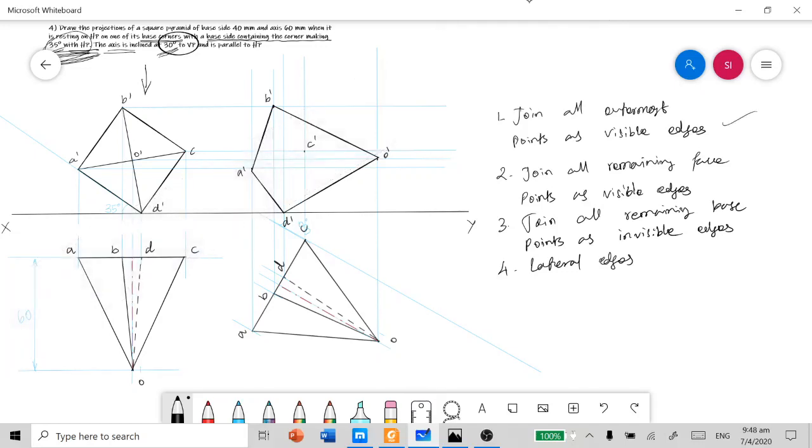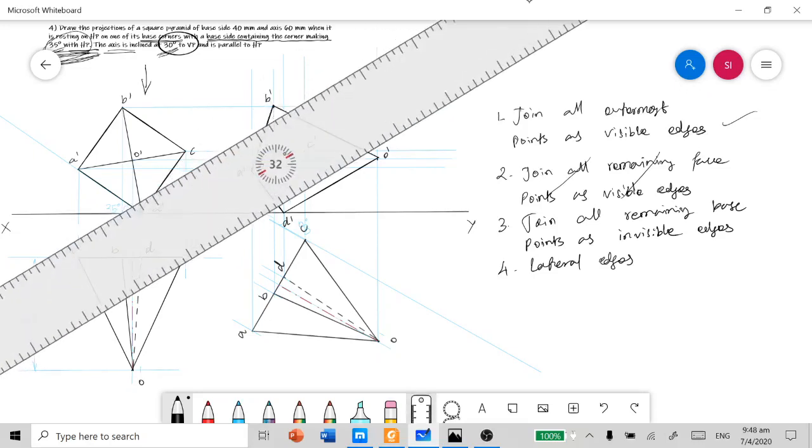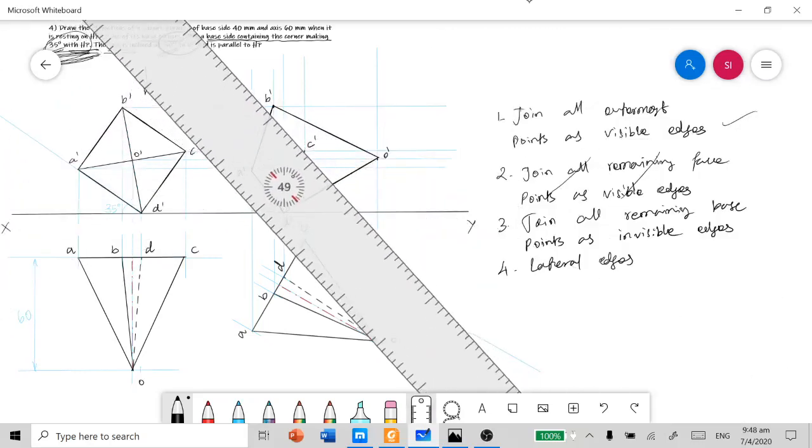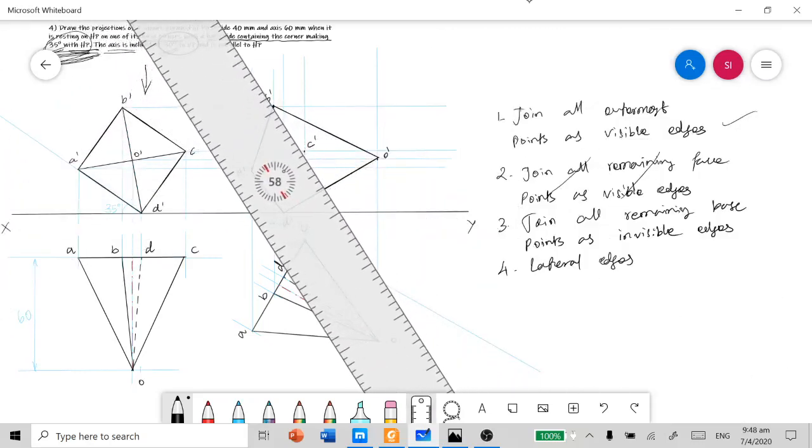And then rule number 2 is to join all remaining face points as invisible edges. Actually, this is a pyramid, so there is no face. So rule 2 is not applicable here. And rule number 3 is to join all remaining base points as invisible edges. The remaining base points are BC and CD. They have to be joined as invisible edges with the dashed line format.